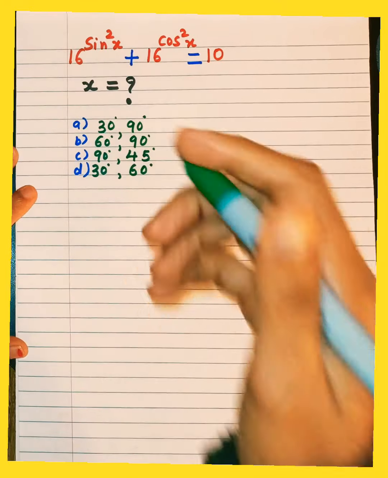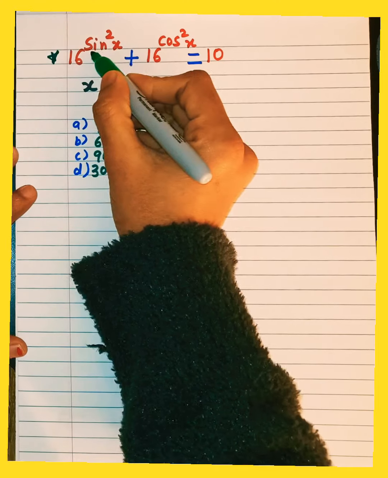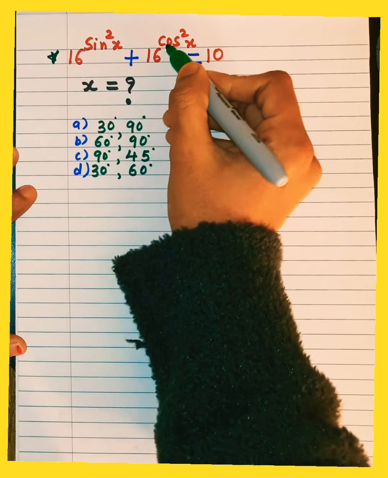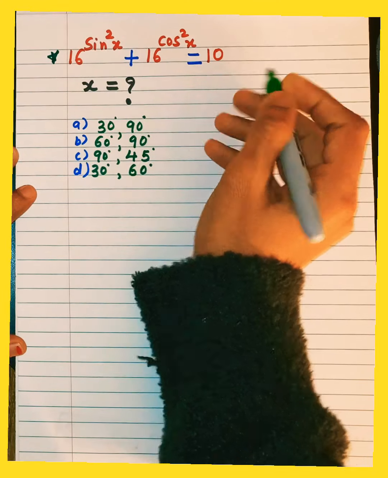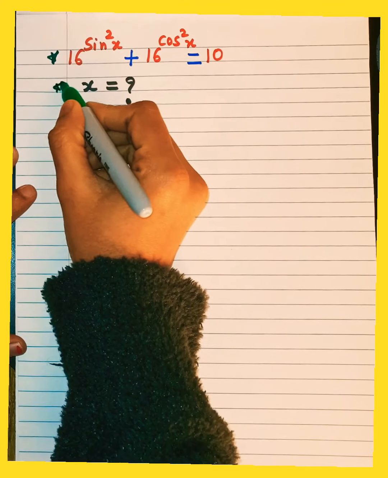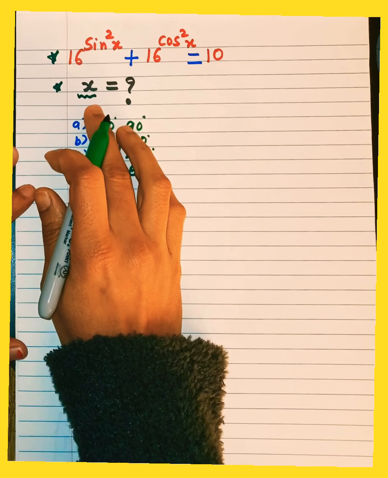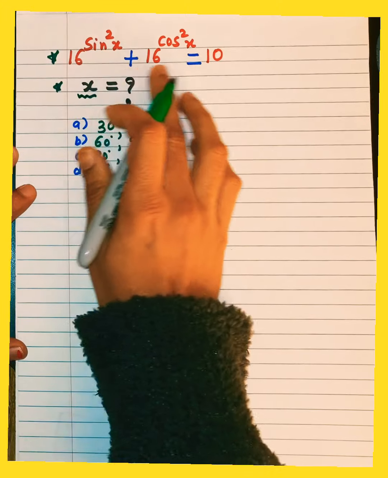Hello everyone. Now here is one trigonometric equation: 16 raised to sine square x plus 16 raised to cos square x equals 10. So this equation is given to us, and with the help of this equation we need to find out the value of x. Okay, so we will find out x with the help of this equation.